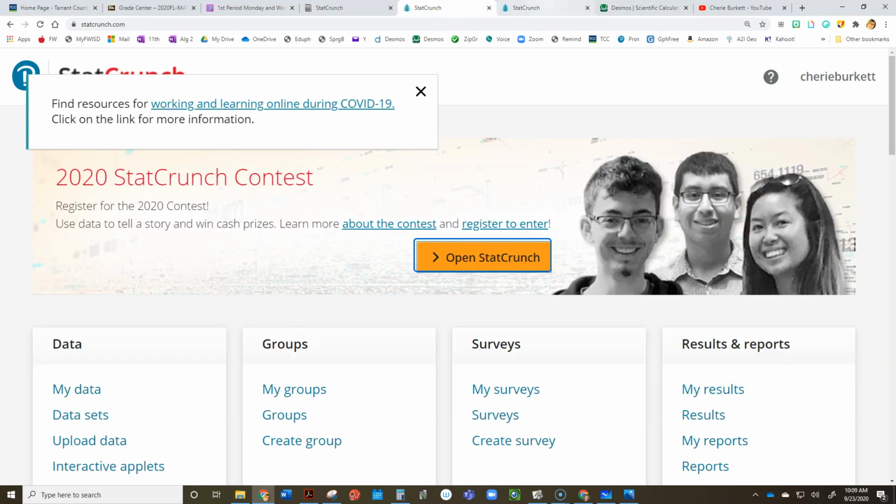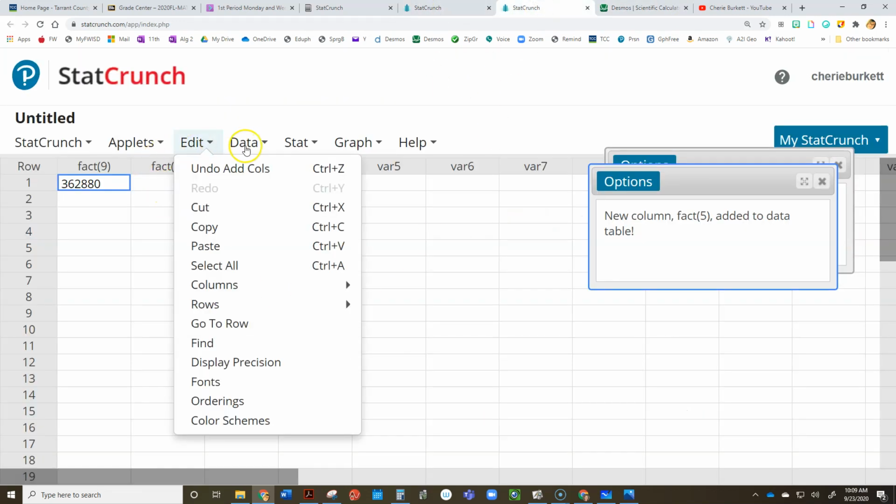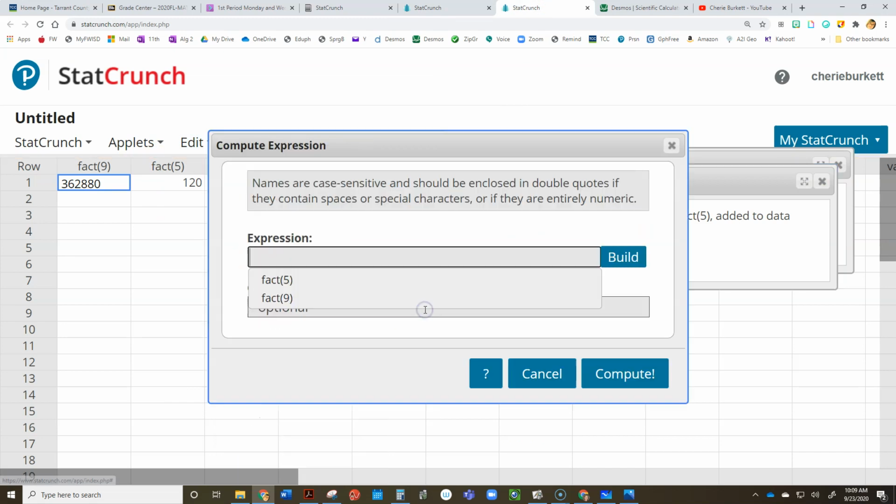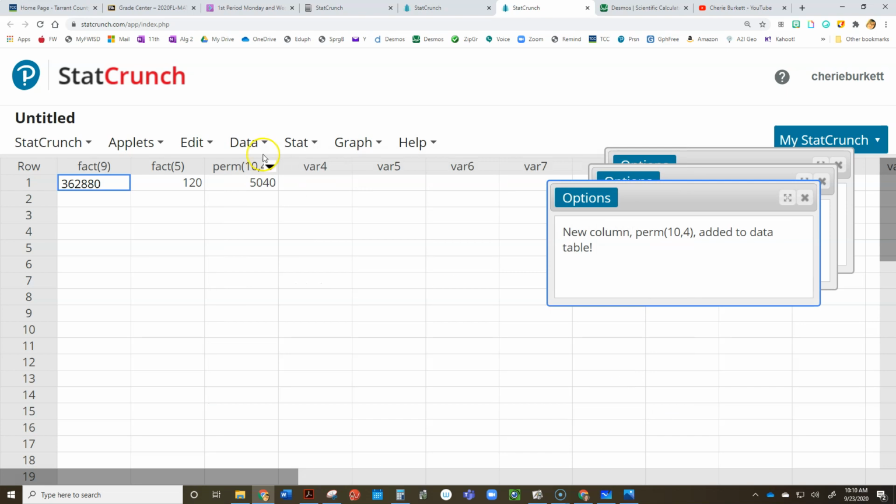StatCrunch will do the same thing. You go to data, you go down to compute, you go to expression, and you type in perm, P-E-R-M, and then open parentheses, 10 things I'm choosing 4 at a time. You do compute, and it tells you right there that it's 5,040. All right.